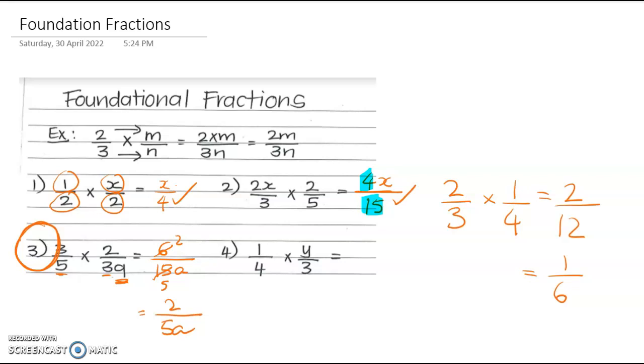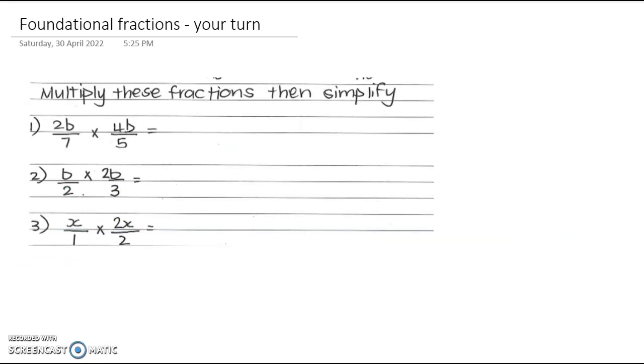1 times y gives me y. And then here we've got 4 times 3, which is 12. Can't simplify. Okay? Right, a page for you to practice. So pause, give it a go, and I'll work through them.